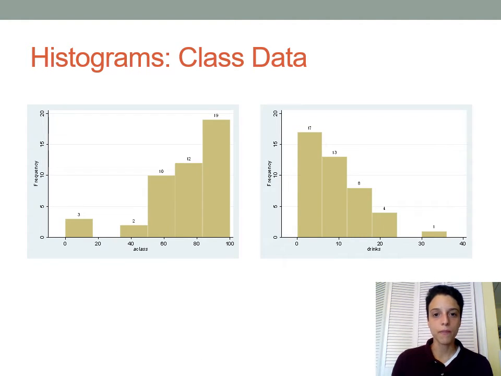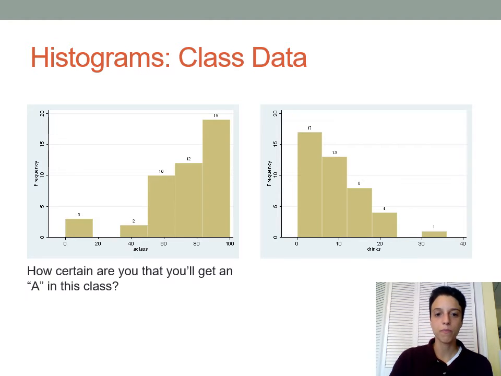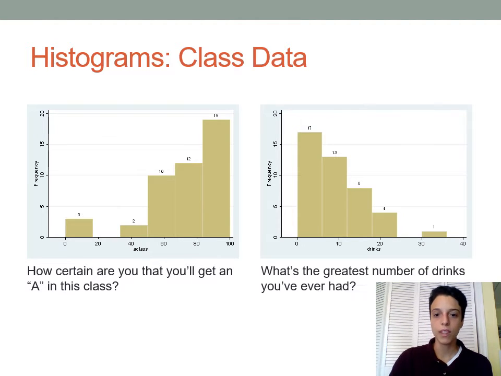Here are some histograms from the class data. And these show the frequency of answers to the question of how certain are you that you'll get an A in the class, and also the greatest number of drinks you've ever had in a night. So what you can see for the question of how certain are you that you'll get an A in the class, most of the responses are clumped towards the right end of that graph at 100, with fewer and fewer responses as you get out to the left side of the graph. So most people in this class are pretty confident that they're going to get an A, which is great.